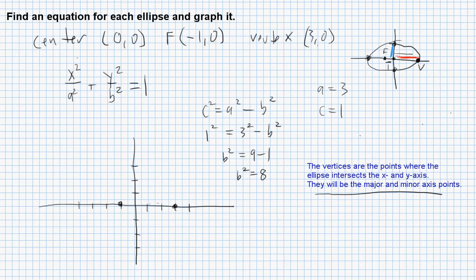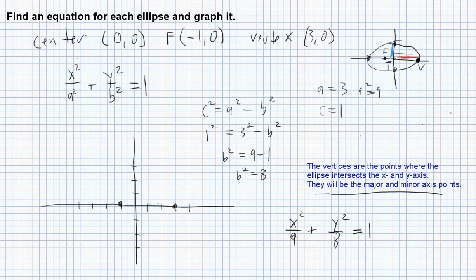If a is equal to 3, then a squared is equal to 9. So that's going to give us down here x squared over 9 plus y squared over 8. 8 is b squared. And in the horizontal ellipse, the a number, the biggest number, the major axis number, goes under the x squared. Now that's equal to 1. So there's our equation.